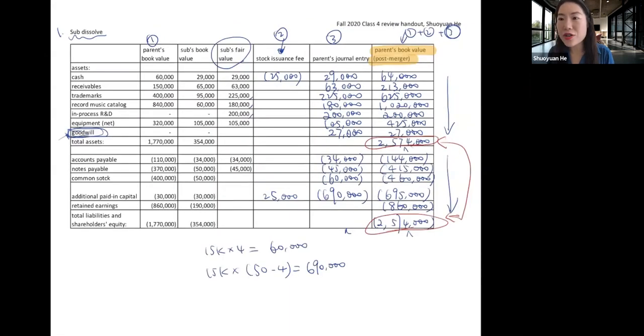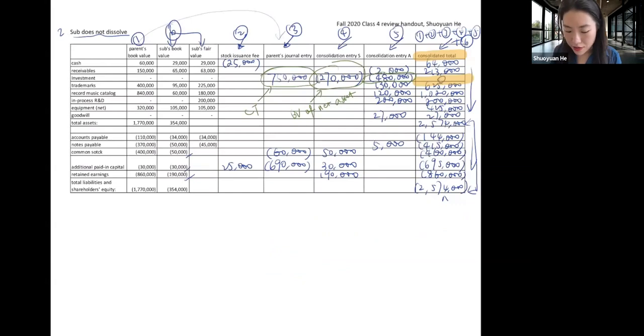So in the first situation, when the subsidiary dissolves, the parent is making this journal entry to move all of the subsidiary's assets and liabilities to its own book. So if we may call it journal entry 1-3, when dissolved, we have the journal entry 1-3.